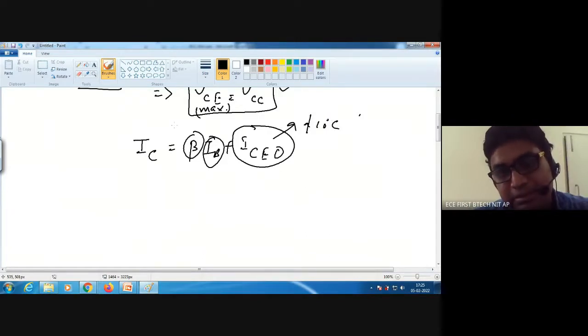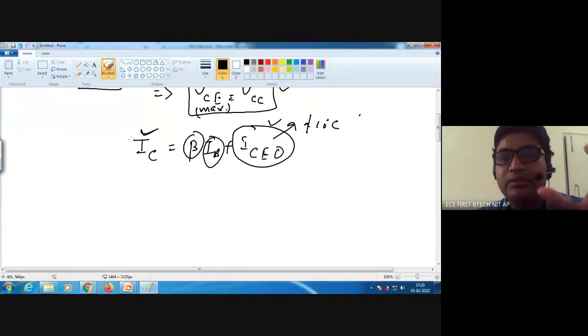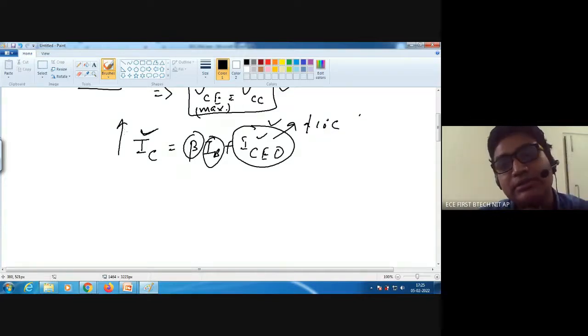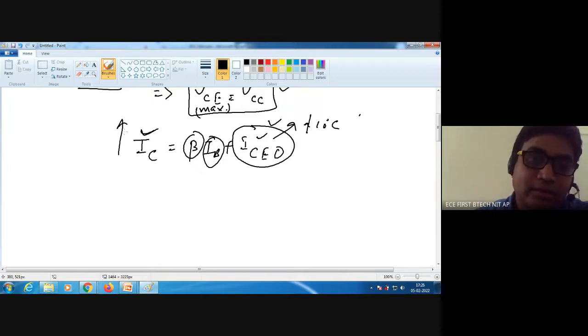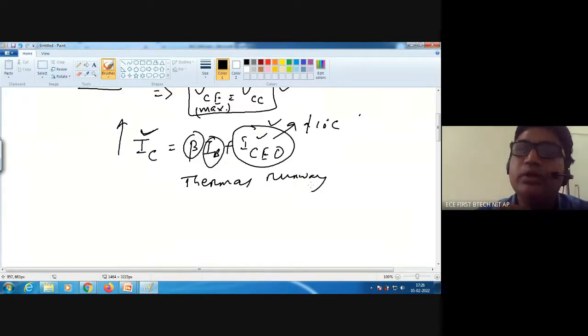So what will happen if this term increases? That will affect the collector current, and it is multiplied by beta, which can be 50 or 100, so the collector current will increase. If the collector current increases, whatever current is flowing in the collector base junction will create heat, and because of the heat there will be a temperature rise. Then this term will again increase, and the collector current again will increase. So this process is cumulative, and as a result the transistor may get destroyed. This process we call thermal runaway, which is a very undesirable thing, which we don't want in transistor applications.